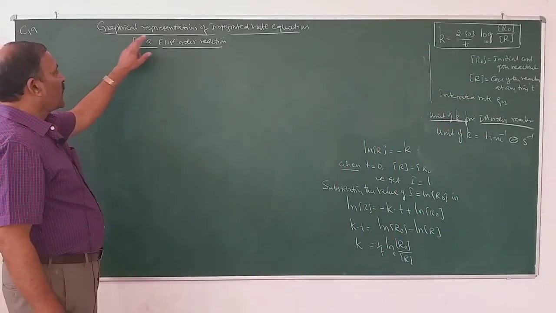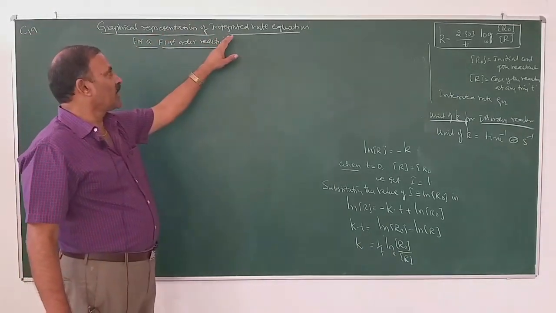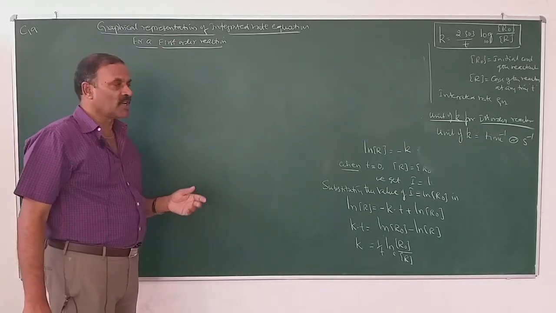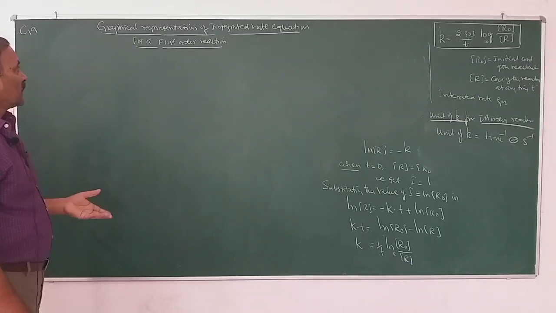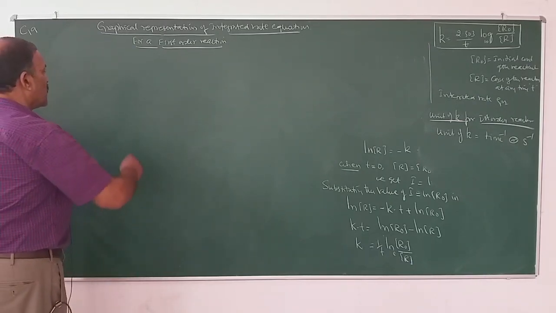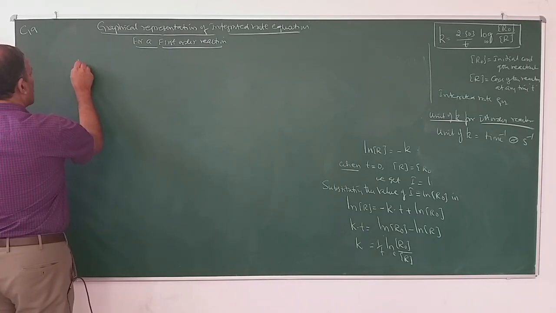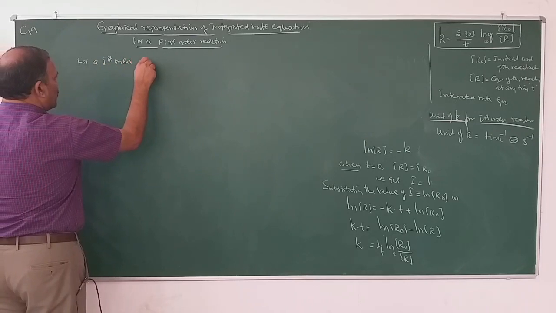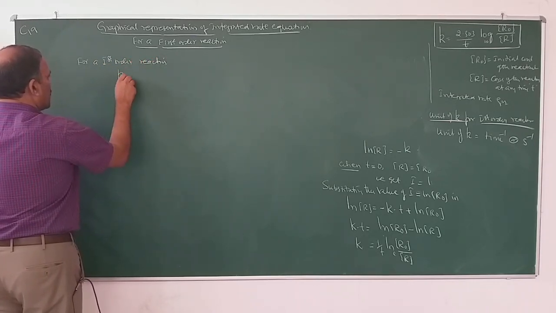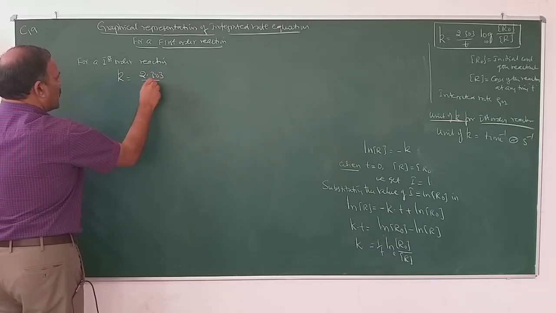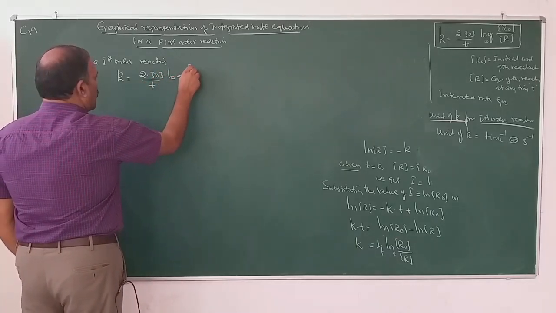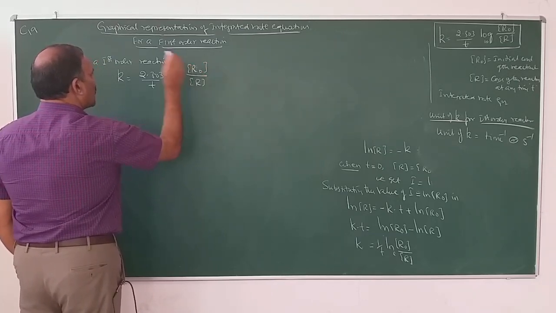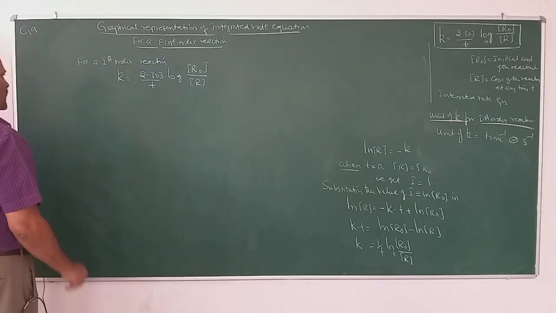So next, graphical representation of the integrated rate equation for a first order reaction. Similar to zero order reaction, we can also represent graphically the integrated rate equation. So what is the integrated rate equation for first order? For a first order reaction, K equals 2.303 by T log of R0 divided by R. So this is the integrated rate equation.